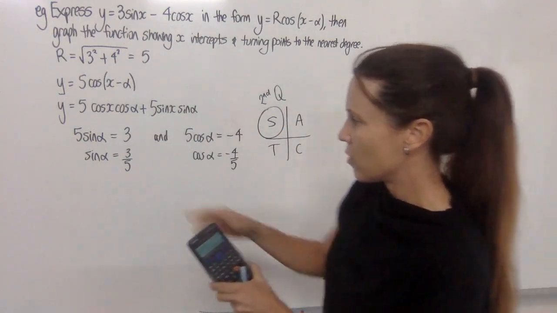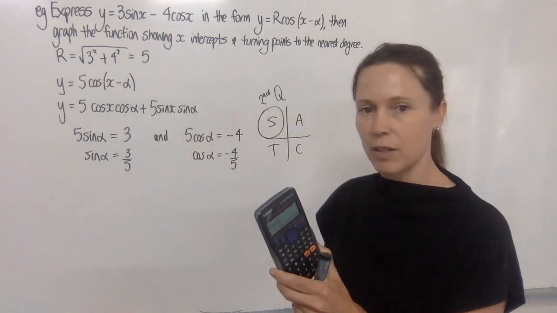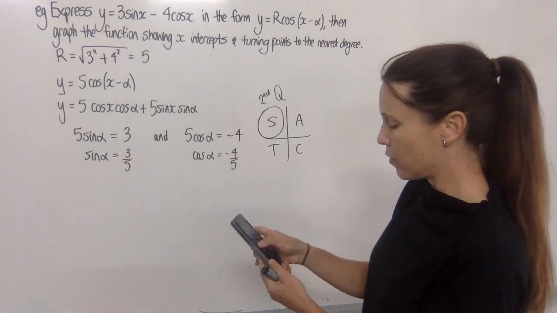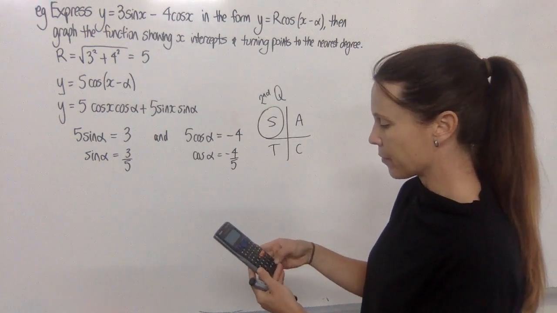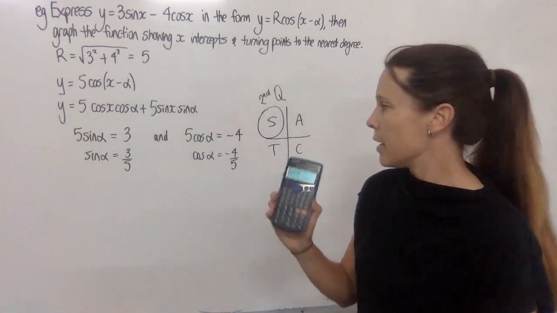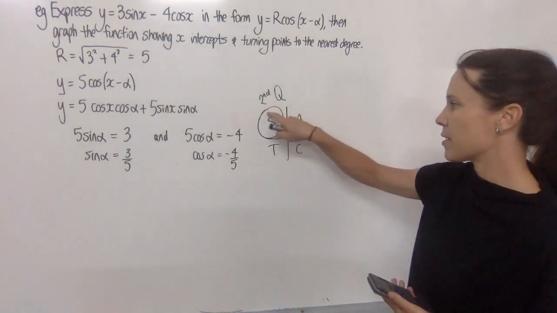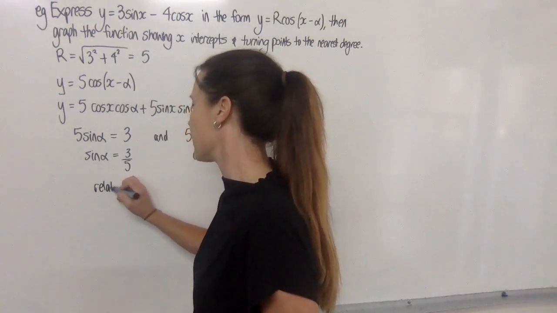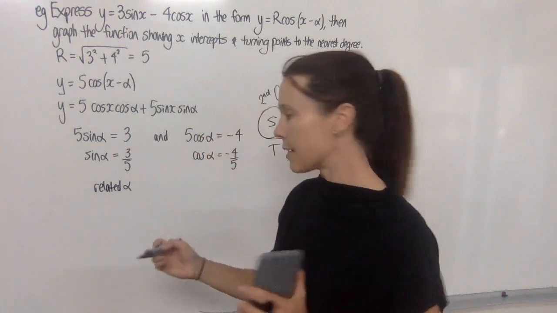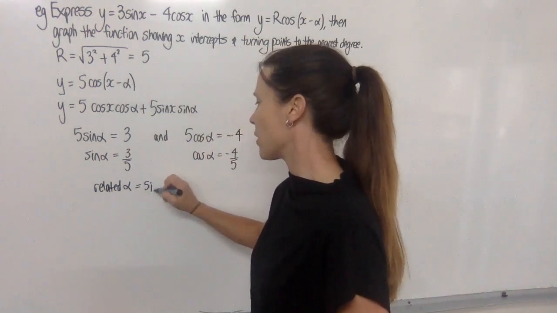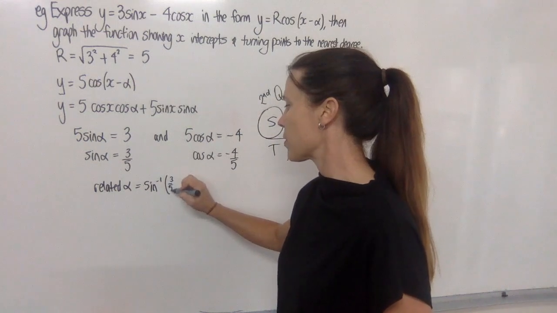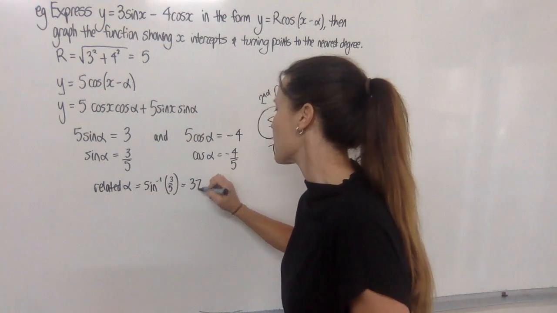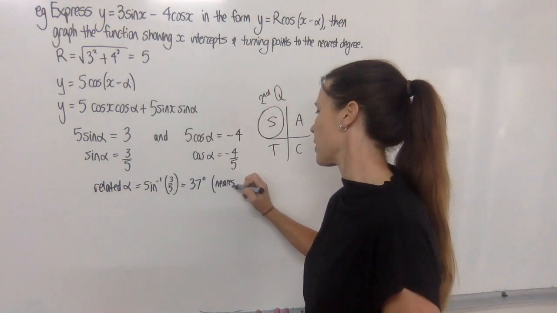So the inverse sine of 3/5 would give us about 37 degrees. Or if we said, no, let's do the inverse cos of 4/5, not negative 4/5, just 4/5, we'd also get 37 degrees. Now, remember that if we're looking for an angle that's in the second quadrant, the best thing to do is say the related alpha, not alpha itself, but the related alpha is, and then take your pick. You could actually put the inverse sine of 3/5, or you could put the inverse cos of 4/5. And what we found is that it was 37 degrees to the nearest degree.